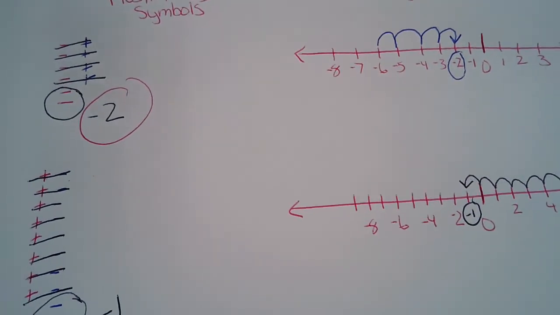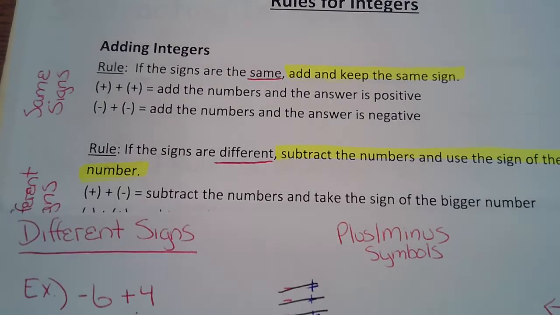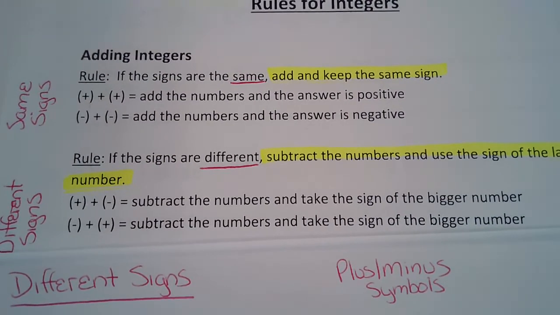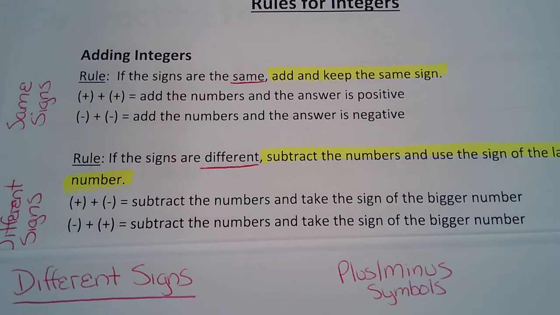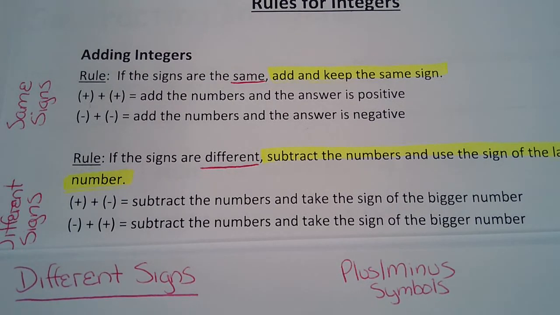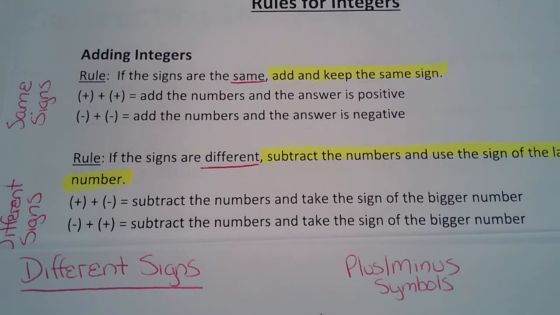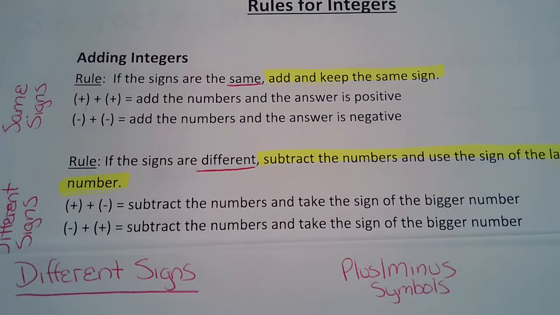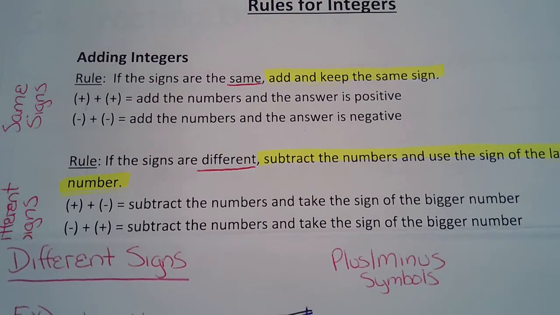So again, this is part 2 of adding integers. This part pertains to adding integers with different signs. And the rule is that you subtract the absolute value of the numbers, and then your answer will take on the sign of the larger number. Hopefully this was helpful.